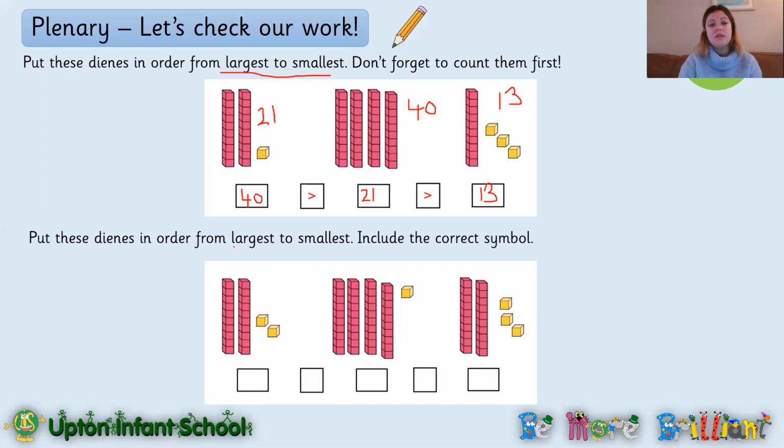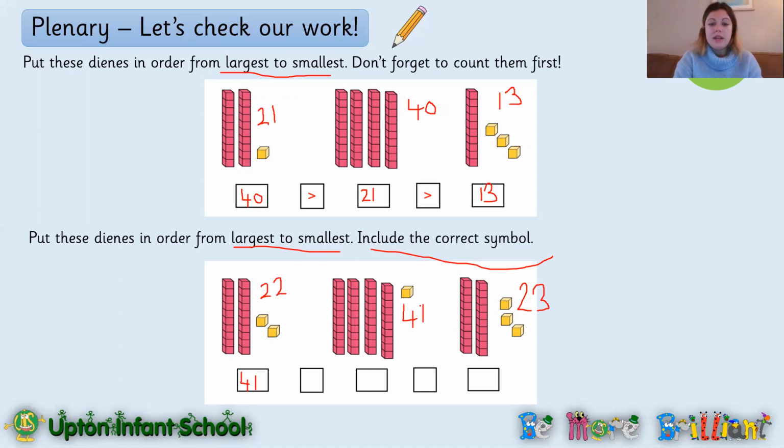Okay, so this question is asking you to put the deans in order from largest to smallest again, but it's also asking me to include the correct symbol. Okay, so we will do it in the order. Again, we will count these first and then we will look at ordering them. So we have 2 groups of 10 and 2 ones, 22. We have 4 groups of 10 and 1 one, so we have 41. And then here we have 2 groups of 10 and 3 ones. Okay, so largest to smallest. Okay, well, I know that 41 is my biggest number.